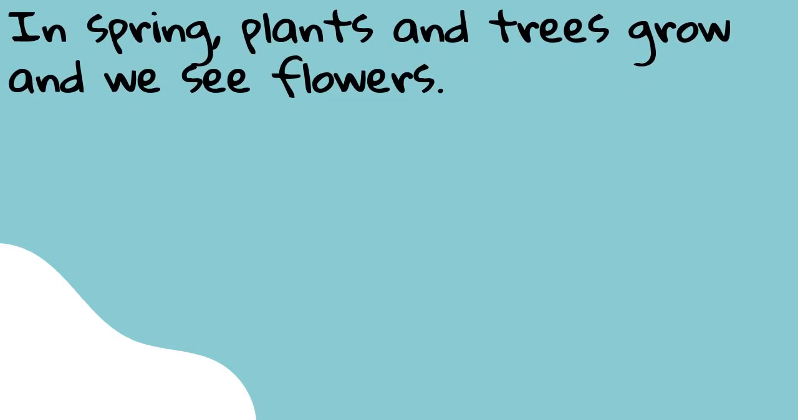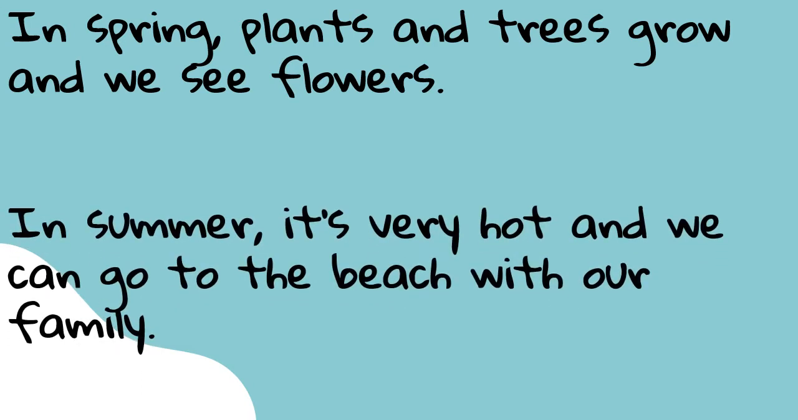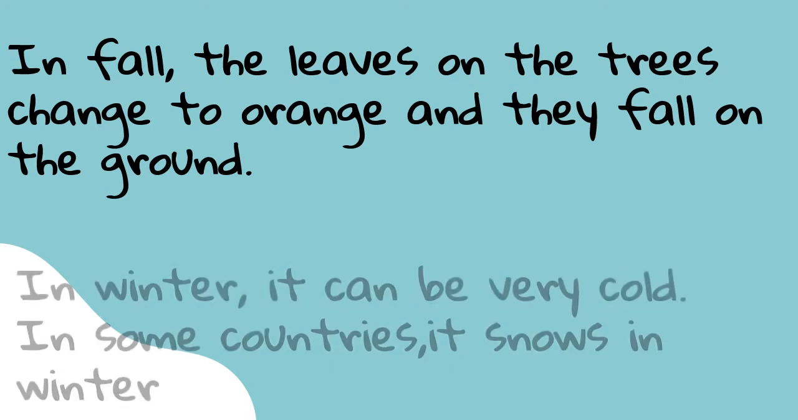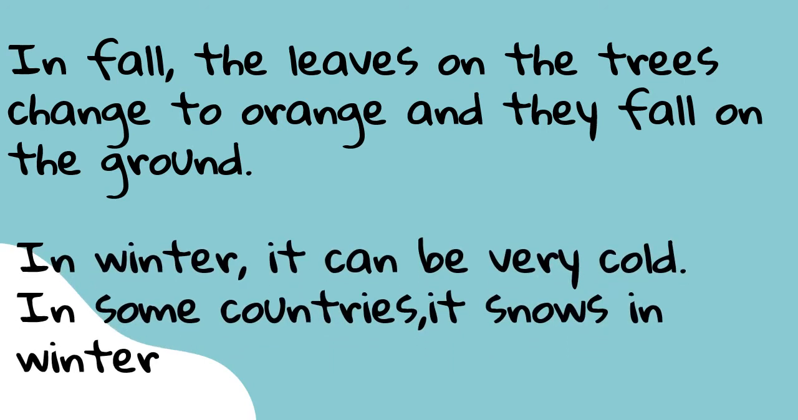In spring, plants and trees grow and we see flowers. In summer, it's very hot and we can go to the beach with our family. In fall, the leaves on the trees change to orange and they fall on the ground. In winter, it can be very cold. In some countries, it snows in winter.